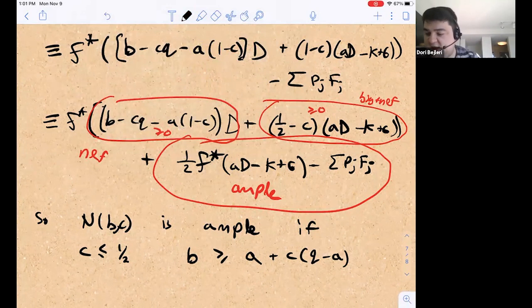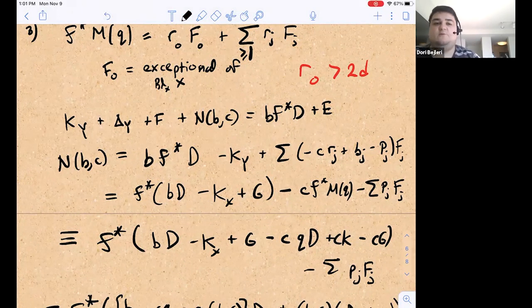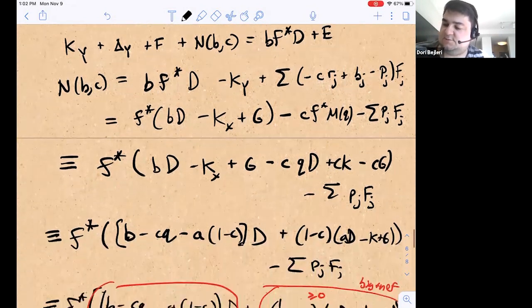Okay, so we have our N, this expression, and now we're close to getting the expression we want, because we see that we have the B F upper star D, we have the K Y. Now we just need to guarantee that this sum of these F's splits up in the way that we want it to split up. We want a single component with coefficient 1, and then everything else to be a difference of KLT boundary and effective exceptionals. So that's what's left to do here.